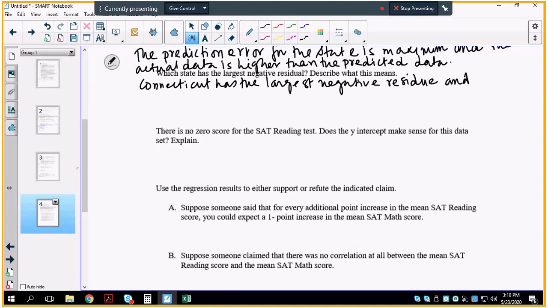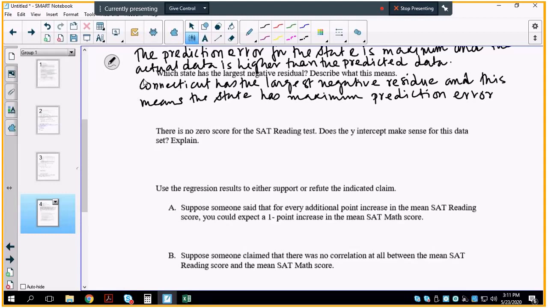And this means the state has the maximum prediction error. This time your prediction error is negative, so you get to say the actual data is smaller than the predicted data.